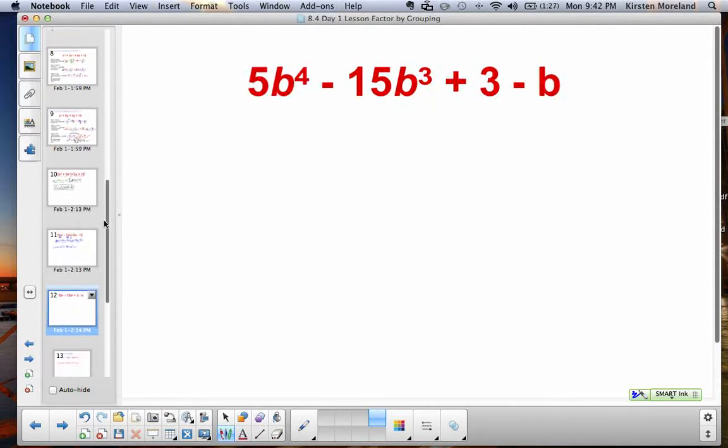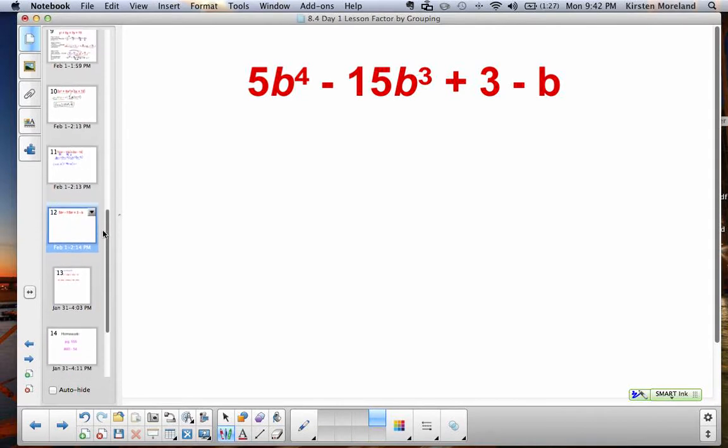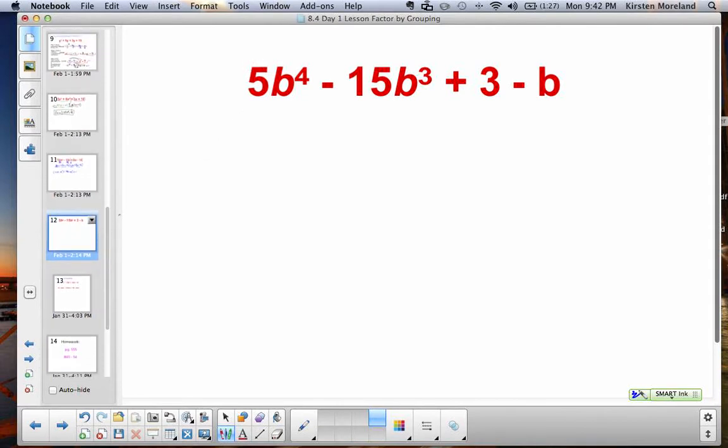Alright, now this one I don't want you to pause the video for because you run into something special with this one. I'm going to group them. And I'm going to start with this first group. 5b to the fourth and 15b to the third have 5b to the third in common. So I'm left with b minus 3.